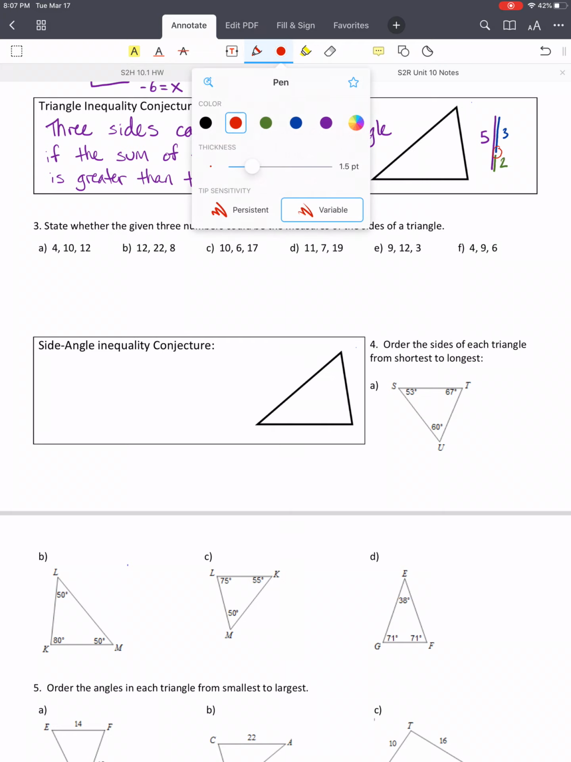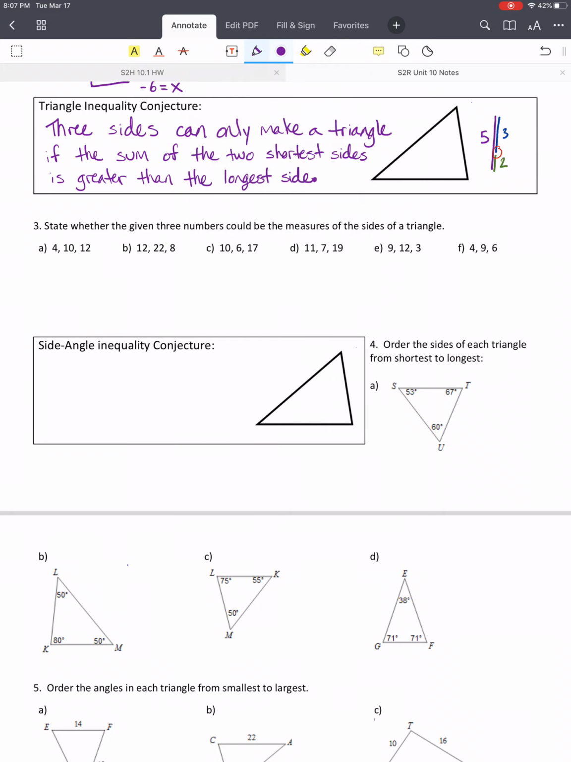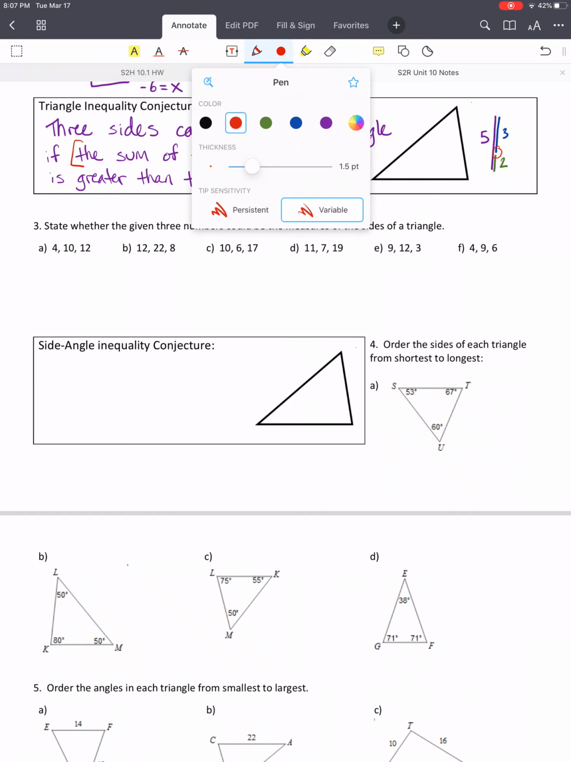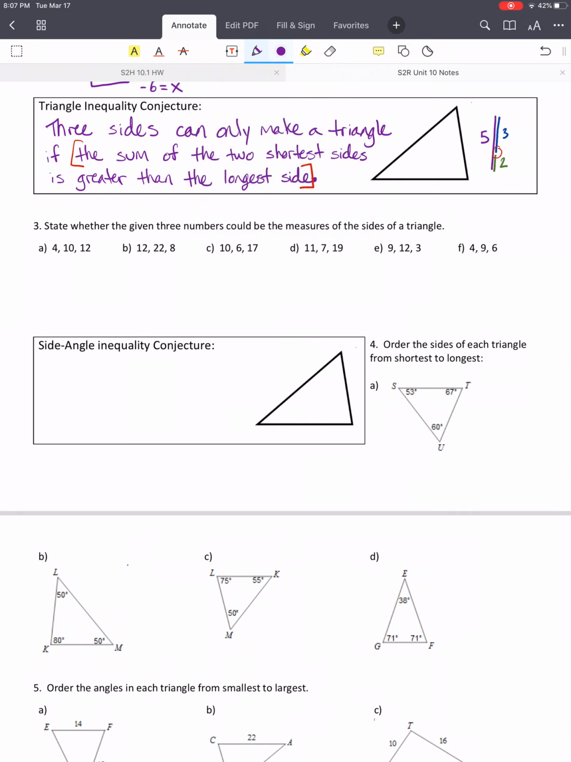So if we're going to state whether three numbers could be the measures of a triangle, I just need to see, is the sum of the two shorter sides greater than the longest side? So here are my two shorter sides. 4 plus 10 equals 14. Well, 14 is greater than 12. So my answer is yes, they could make a triangle.